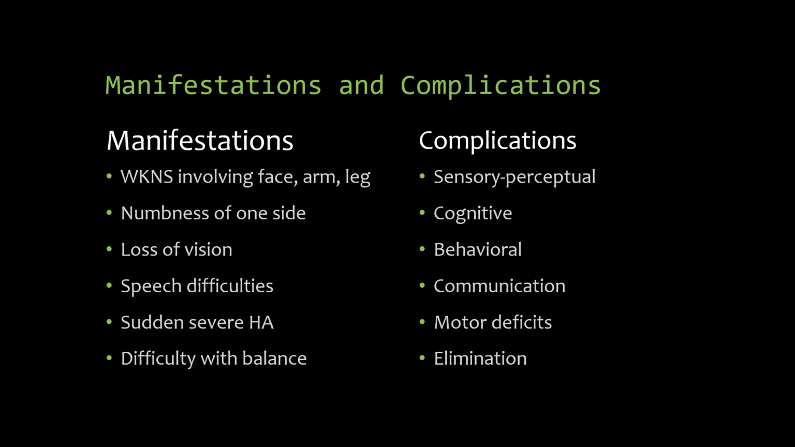Most commonly, what you'll see is weakness of the face and arm and sometimes the leg. Some other things that you may see in manifestations of your clients: numbness on one side, vision impairment or loss of vision, definitely speech difficulties, sudden severe headache. When you see sudden severe headache, nausea, vomiting, think hemorrhagic stroke, difficulties with balance. Now, there is a whole host of complications that come with a client that's had a brain attack, and we are going to talk about each and every one of these on the next couple of slides.